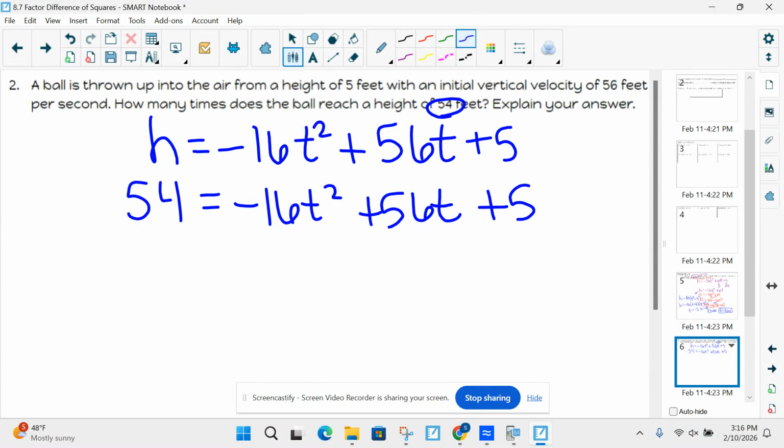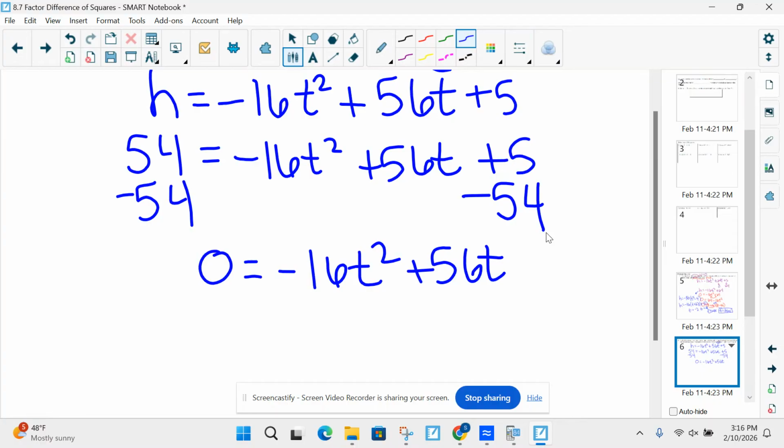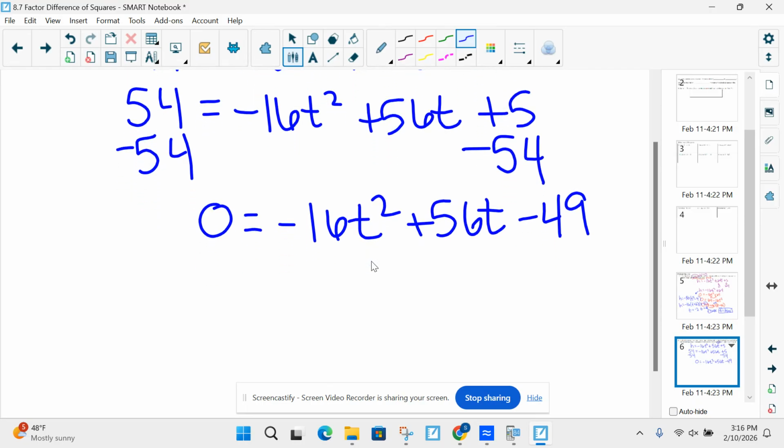So once again, to solve this question, we need to subtract the 54 over to get that side to equal 0. So 0 equals negative 16t squared plus 56t minus 49. Now this is a little bit different because it's not a difference of squares, but there is something else that we learned about a while ago. So let me give you a reminder.